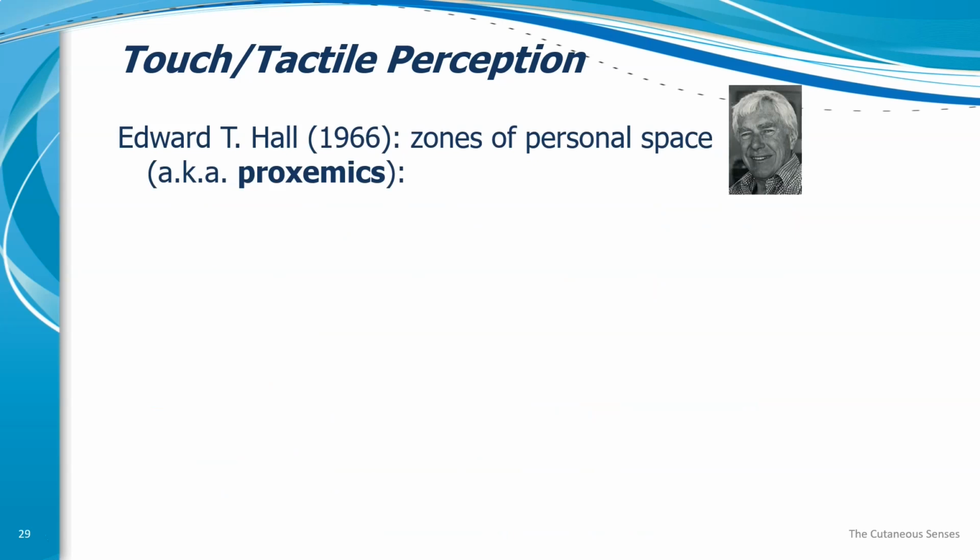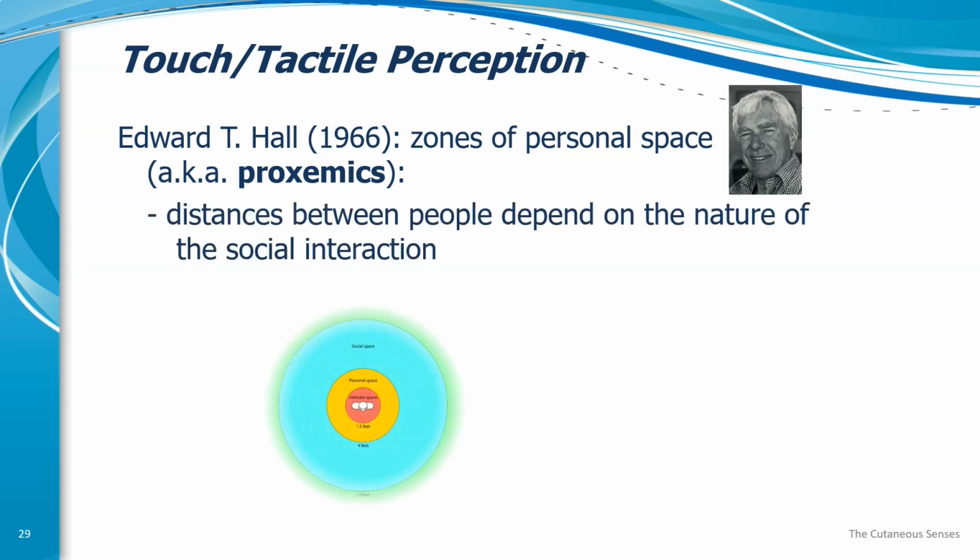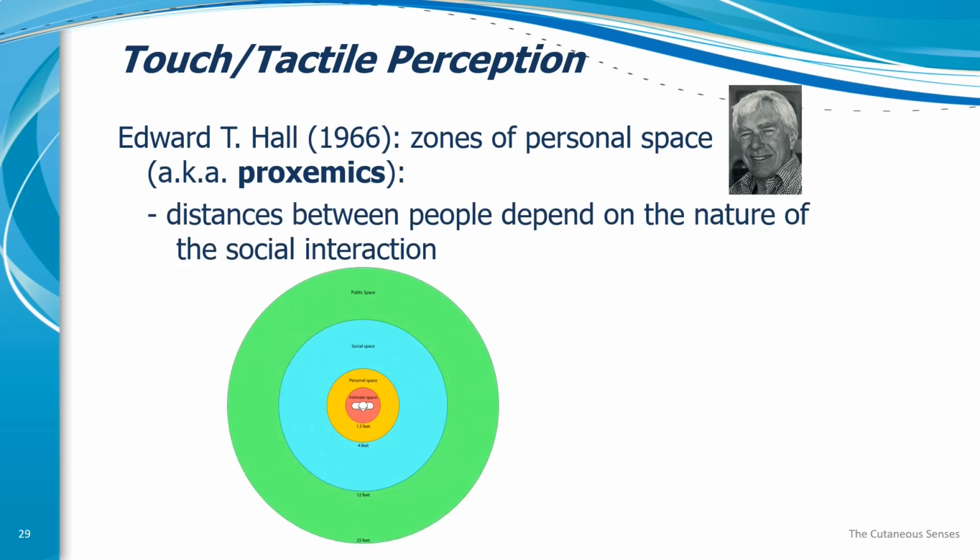Now, when it comes to touch, we don't actually have to be touching, so I'm going to go beyond the physical contact and look at our personal space. So it's going into a little bit of maybe social psychology, but I'm allowed to do that. Edward Hall developed the zones of personal space, or proxemics, and it is the distance that you keep from other people depending on how you're interacting with them and maybe who they are as well.